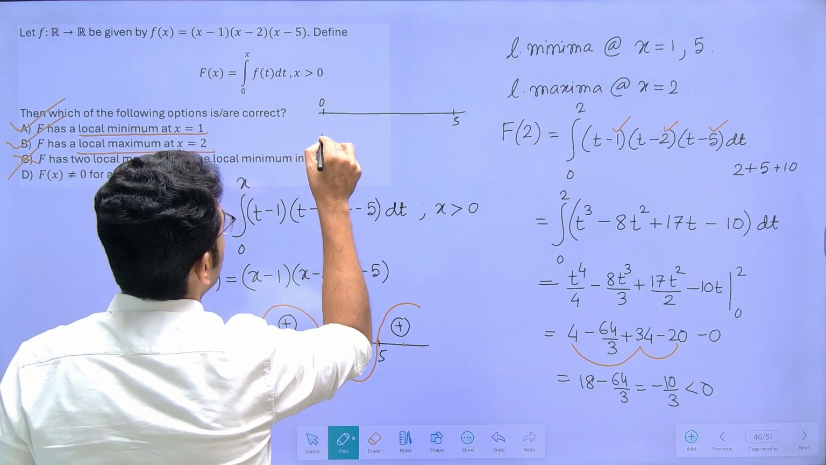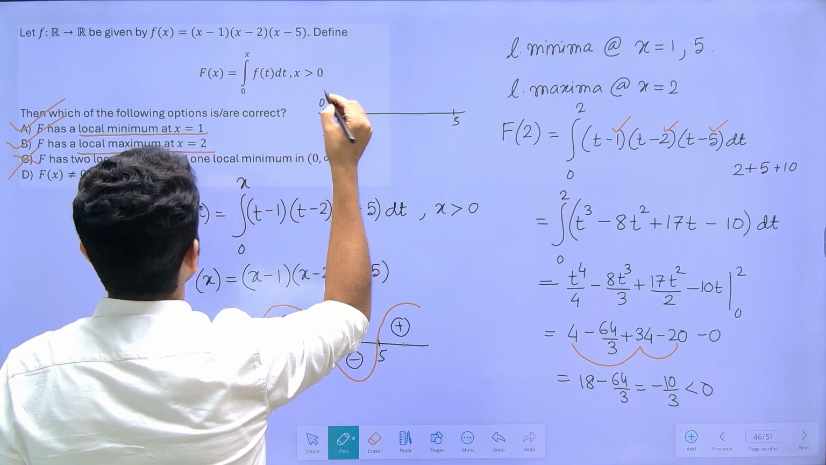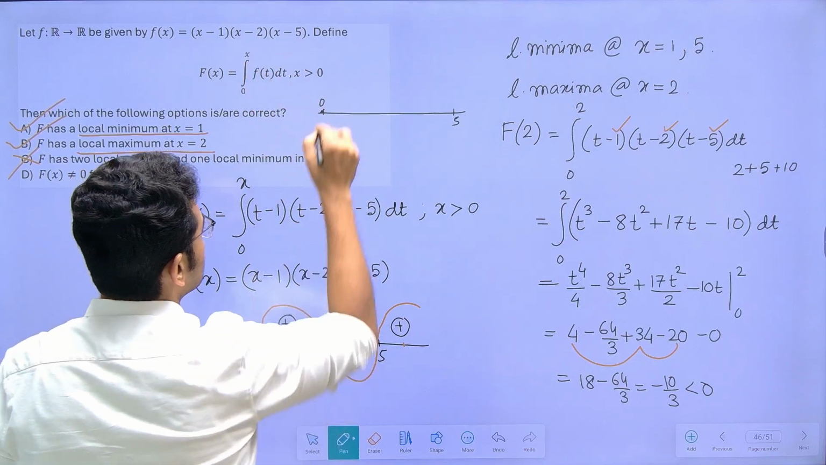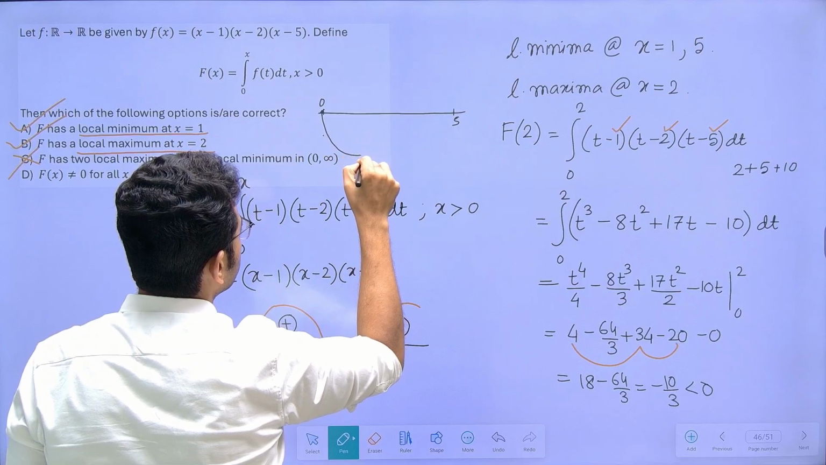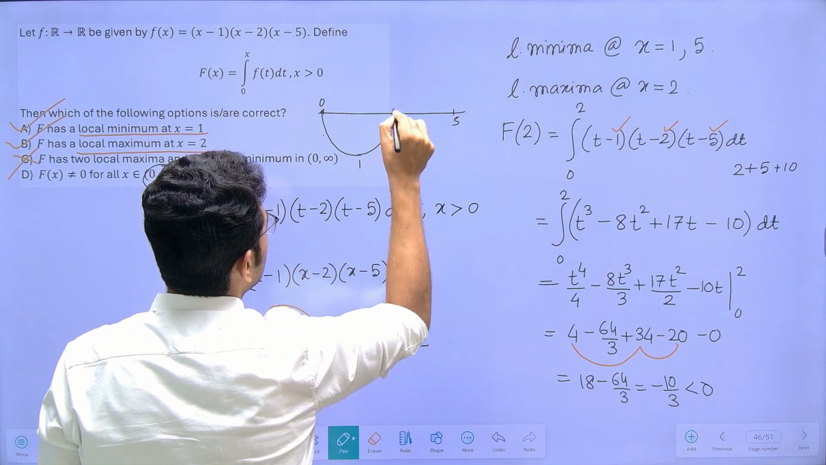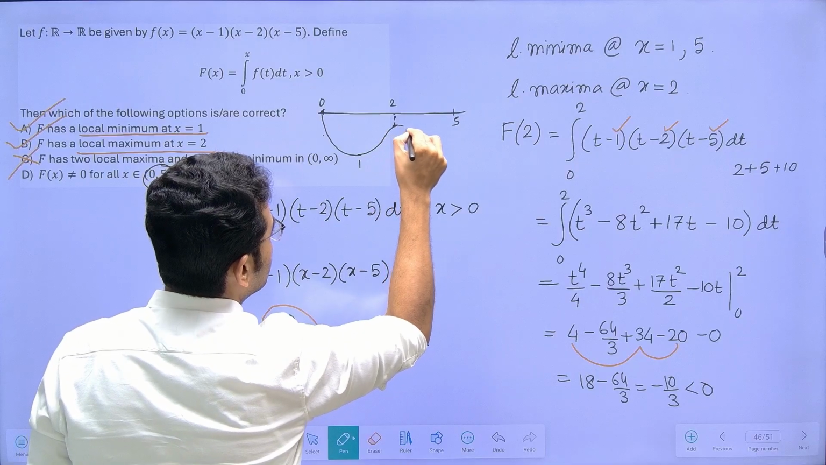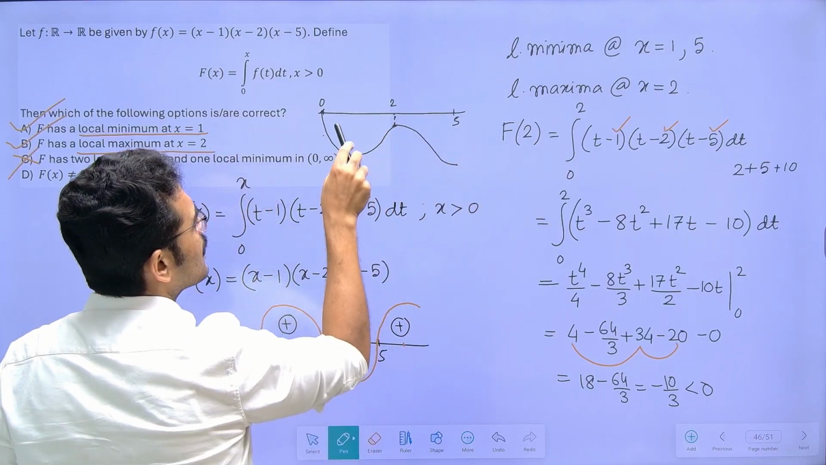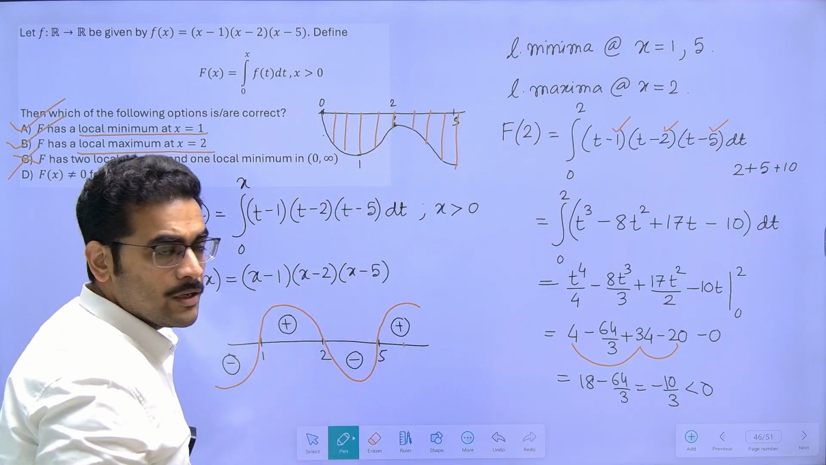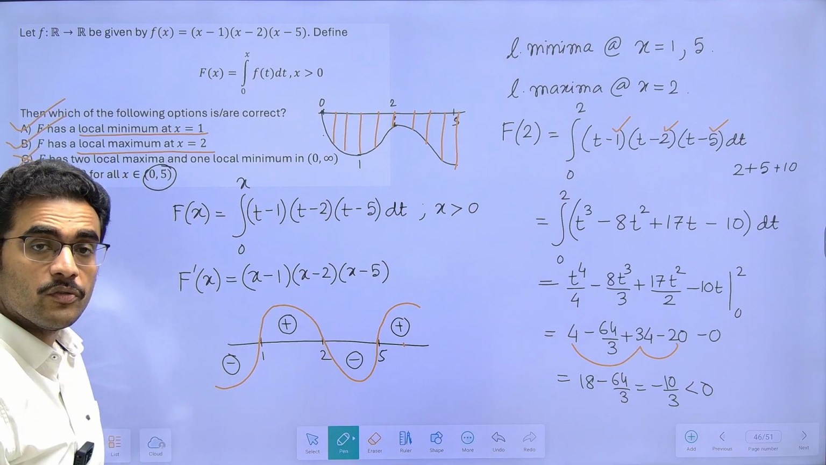So roughly we can sketch the graph. At 0 it will be 0, right? Then up to 1 the derivative is negative, so it will decrease up to 1. Then from 1 to 2 the derivative is positive, so it will increase, but at 2 the function value is negative. Then from 2 to 5 it will decrease. So the function will always remain negative within the open interval (0, 5). So option D, F(x) not equal to 0 for all x belongs to the open interval (0, 5), is correct.